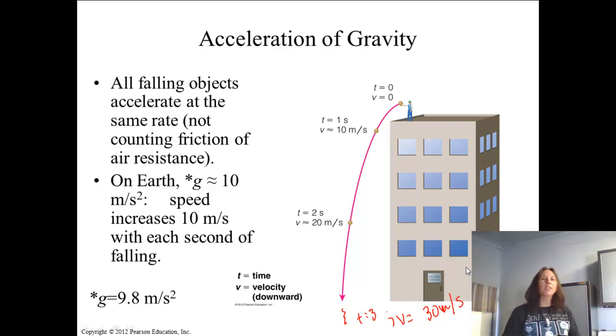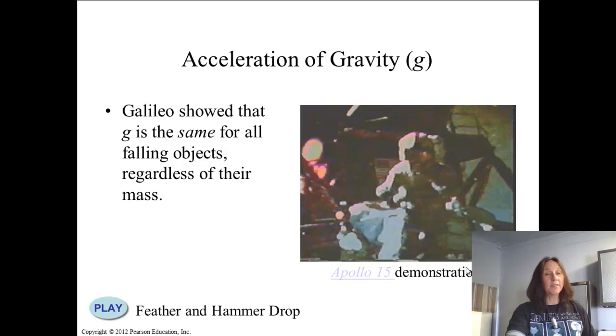Notice acceleration is meters per second, how you're changing the speed per every second you allow that change to occur. I should say meters per second, how you're changing the velocity. So pretty cool, pretty cool.